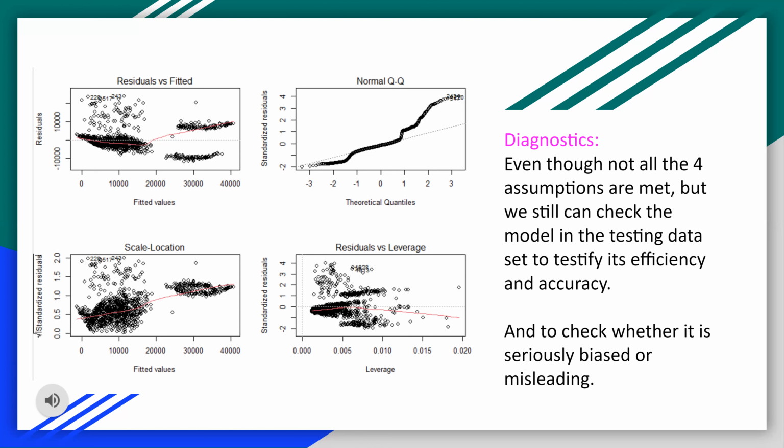So while not all 4 of the assumptions were met, the model can still be checked using the testing dataset in order to prove it is efficient and accurate, and that the model does not show bias or it is not misleading.